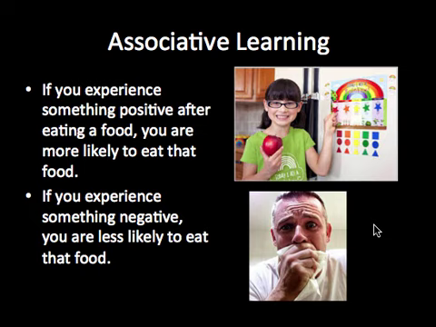Lastly is associative learning. This is where if you experience something positive after you eat that food, you're more likely to eat that food, and then the opposite. If you experience something negative, you are less likely. So in this picture, a child is being rewarded with a sticker chart because she's eating an apple. So that's a technique that's used by parents to get kids to eat healthy foods.